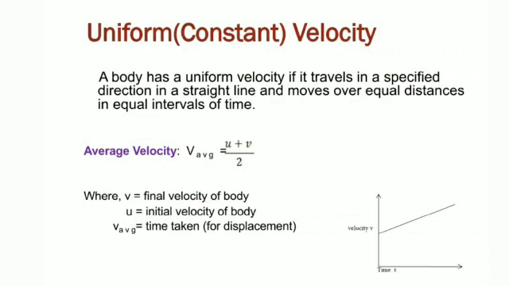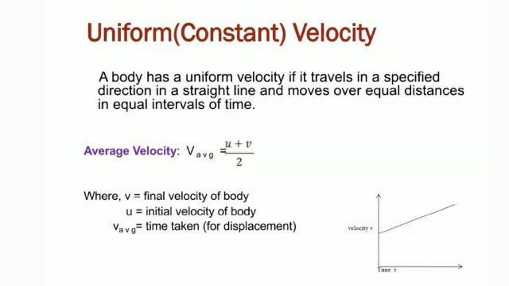Now, uniform velocity. A body has a uniform velocity if it travels in a specified direction in a straight line and moves over equal distances in equal intervals of time. Again, it is the same as uniform speed, just with a little difference.